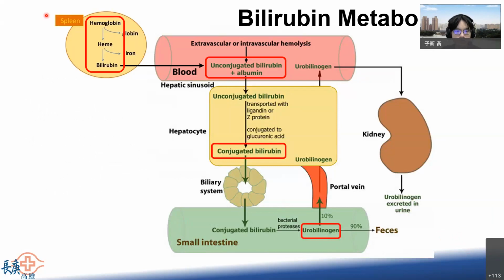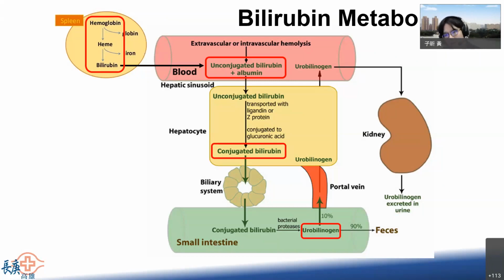You can see from here, whether it's from intravascular or extravascular hemolysis, heme will be turned into bilirubin, and unconjugated bilirubin is bound to albumin in the blood. In the hepatocyte, unconjugated bilirubin is taken up into the hepatocyte, then conjugated there and then excreted from the biliary system into the intestine. And the urobilinogen then may come back, be taken up into the hepatocyte, or be excreted from the kidney. But mostly the urobilinogen is excreted in the feces.